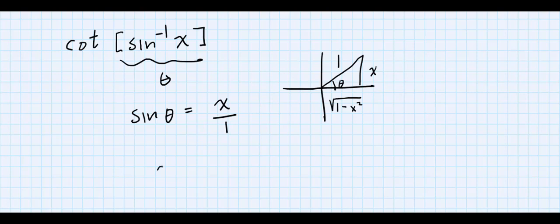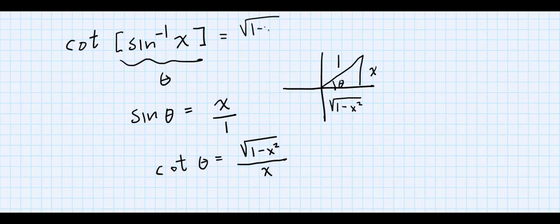So what is cotangent theta then? Well, look at the triangle. Cotangent theta will be adjacent over opposite. So radical 1 minus x squared all over x. So our final answer is radical 1 minus x squared all over x. That is your final answer.